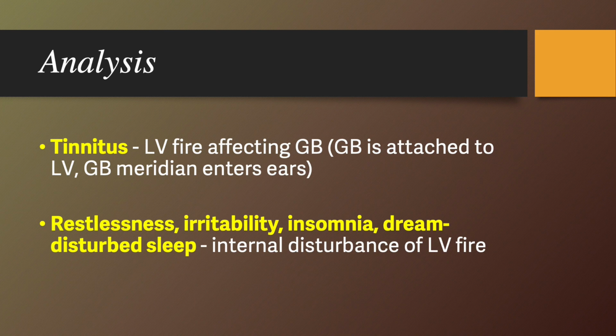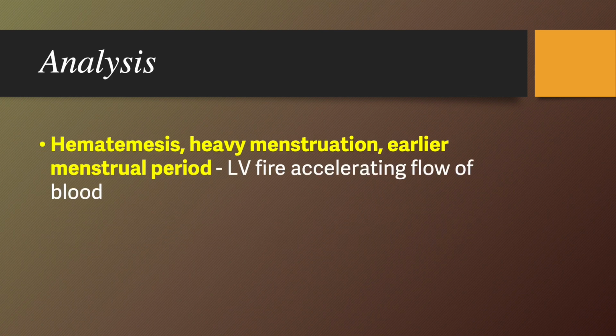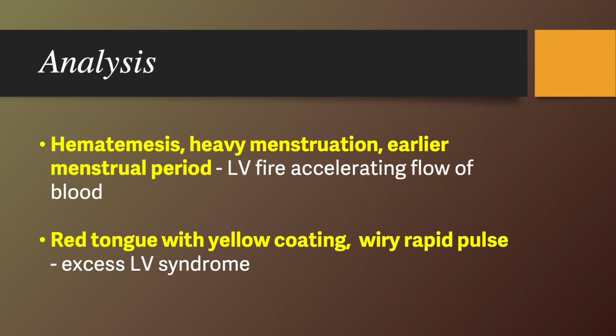Internal disturbance of liver fire may cause restlessness, irritability, insomnia, or dream-disturbed sleep. Liver fire affecting the liver collaterals may cause a burning pain in the hypochondriac regions. Fire heat consuming fluids may cause a dry mouth with a bitter taste, constipation, and scanty dark yellow urine. Liver fire may accelerate the flow of blood, further resulting in hematemesis, heavy menstruation, and an earlier menstrual period. A red tongue with a yellow coating and a wiry rapid pulse are typical signs of an excess liver syndrome.